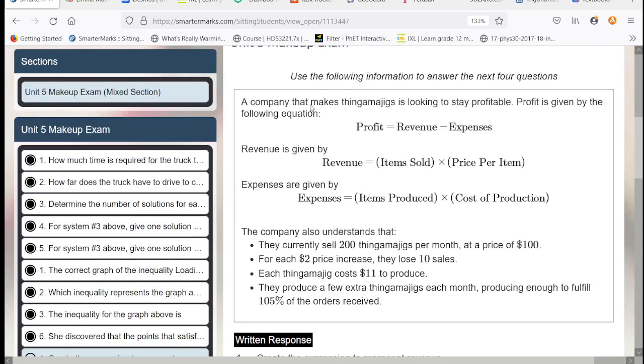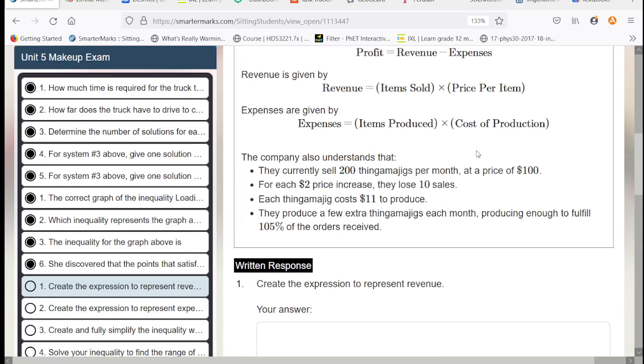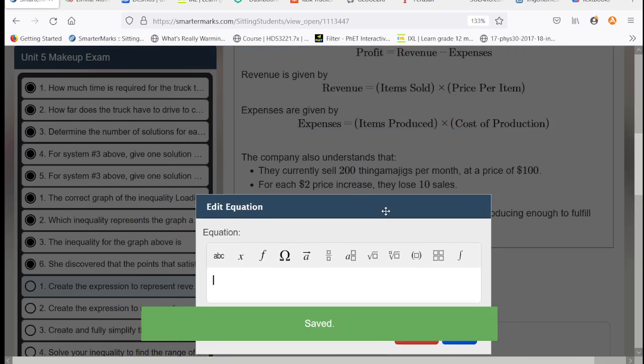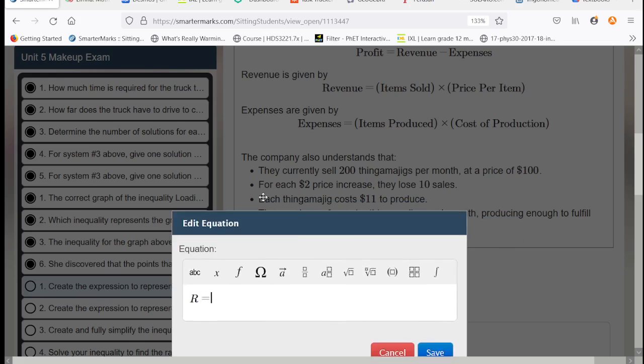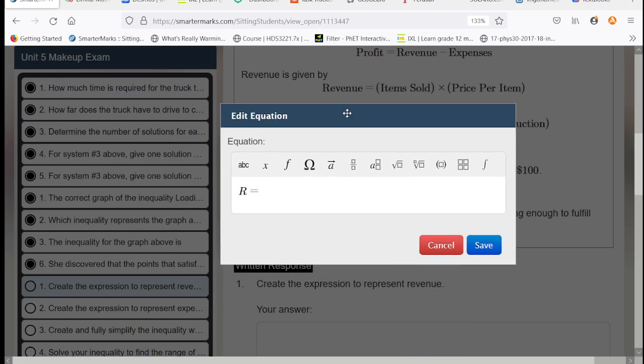Now finally, we have a thingamajig company looking to stay profitable. We need the profits to be revenue minus expenses. Revenue is the number of items sold, and we're multiplying it by the price per item. So our revenue, they currently sell 200 thingamajigs per month at a price of $100. And for each $2 price increase, they lose 10 sales.